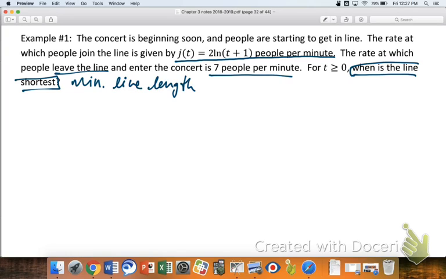I have a question. For 7 people per minute, do we need t at the end of that? We're going to talk about that in a second. The answer is no. We do not want that there.